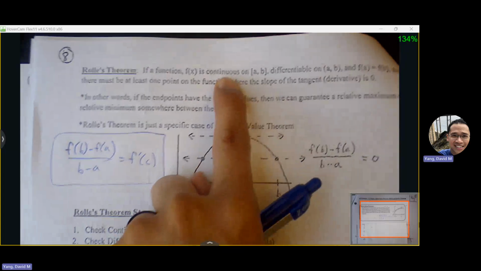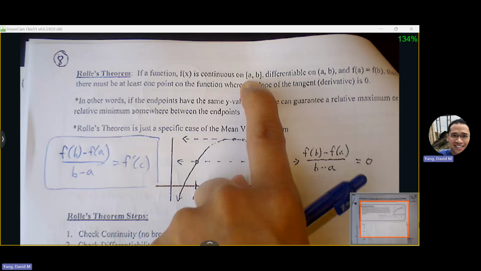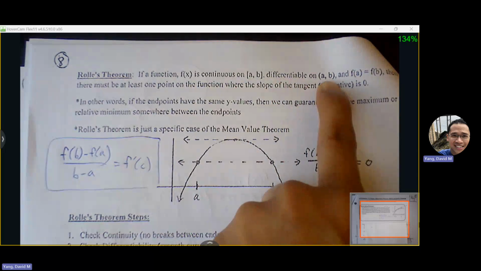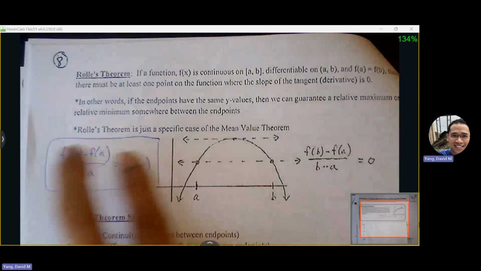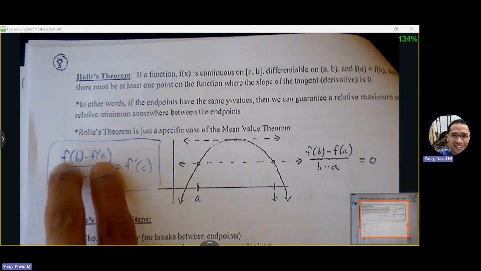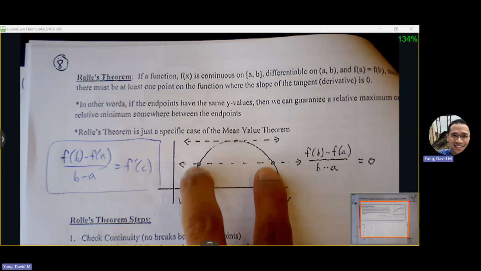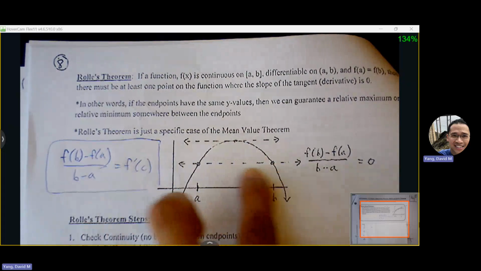But we have the same conditions here. It's got to be continuous on the closed interval, so with brackets, differentiable with open parentheses. And then we're still going to find the endpoints, but the endpoints have to share the same y value. Otherwise, they're not going to be directly across from each other. And if they're not directly across from each other, we're not going to get a horizontal line.